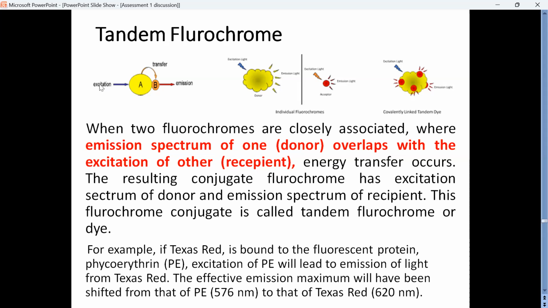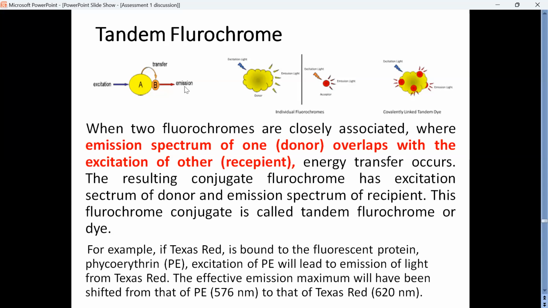So what happens with normal, non-tandem fluorochromes? When excitation light hits the fluorochrome, it goes to an excited state and then emits light of lower energy and longer wavelength. But in the case of tandem fluorochromes, the excitation light hits the donor or parent fluorochrome. Instead of giving emitted light from the parent, it transfers its energy to the recipient. This energy is taken up by the recipient and it gives fluorescence as an emission.